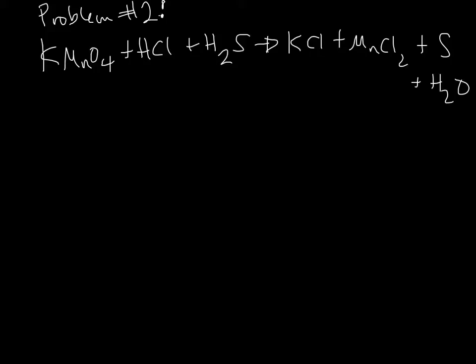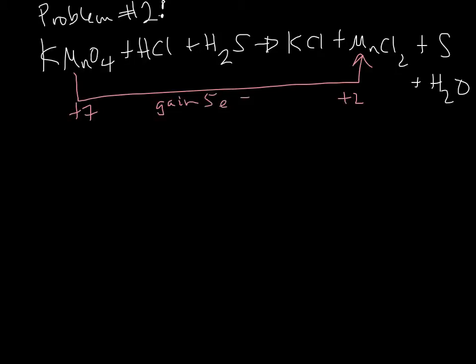All right, let's look at problem number 2. My manganese is going from a +7 to a +2, so it's gaining 5 electrons. My sulfur is going from a -2 to 0, so that is losing 2 electrons. So I know I'm going to have this 2-5 business going on.